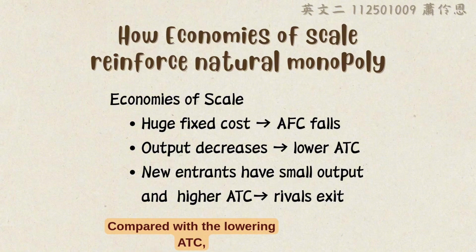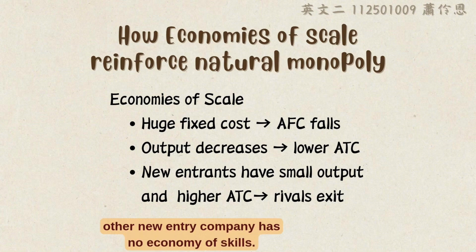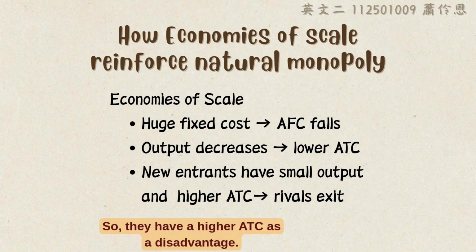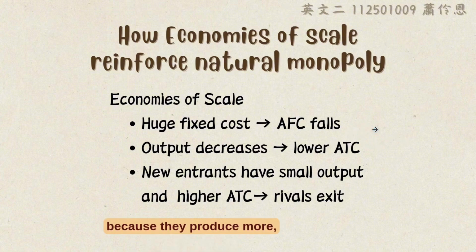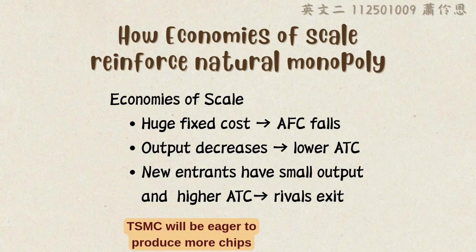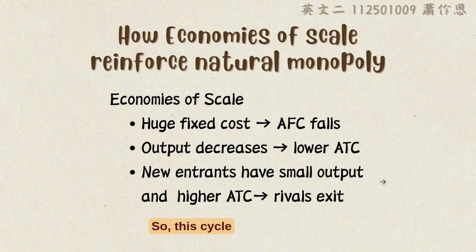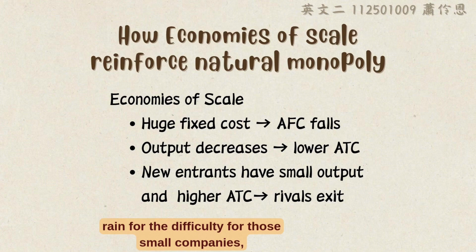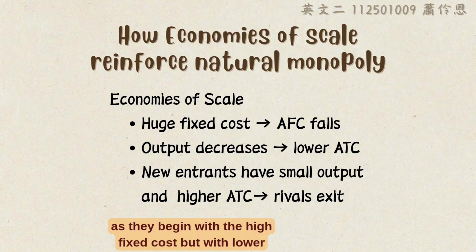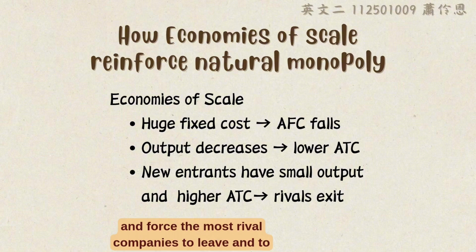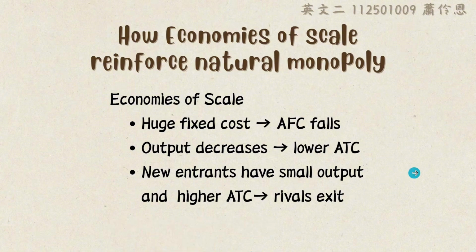Compared with the lowering ATC, other new entry companies have no economy of scales, so they have a higher ATC as a disadvantage. And worse, because TSMC produces more, its ATC falls more. TSMC will be eager to produce more chips and occupy other companies' production quantity. So the cycle reinforces the difficulty for those small companies, as they begin with a high fixed cost but with lower production, and forces most rival companies to leave and maintain TSMC's monopoly status.